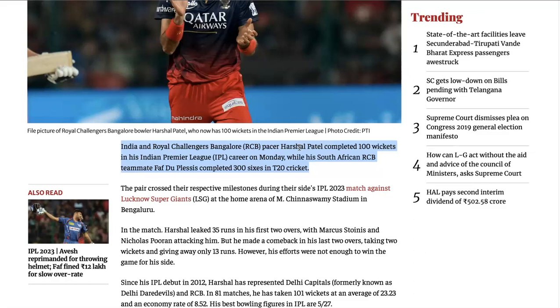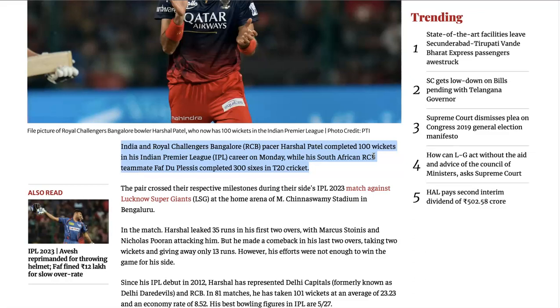You can also extract another piece of information: India and Harshal Patel. If you see the sentence, "India and RCB pacer", the sentence suggests that Harshal Patel also plays for India. So there can be another tuple: India, player, Harshal Patel. And if you see another thing, Harshal Patel, 100 wickets. I don't know if it will be good or bad, but this is another example.